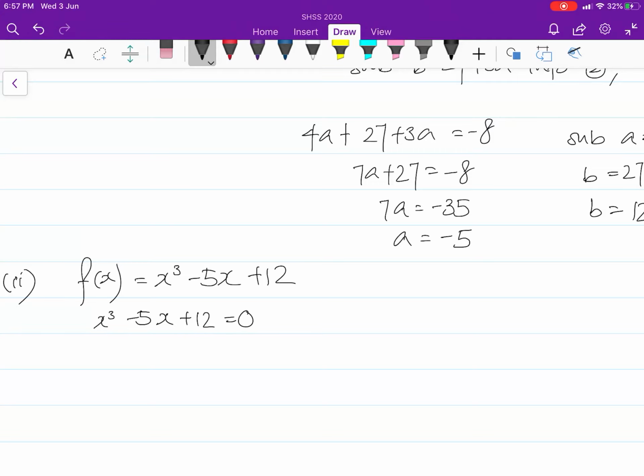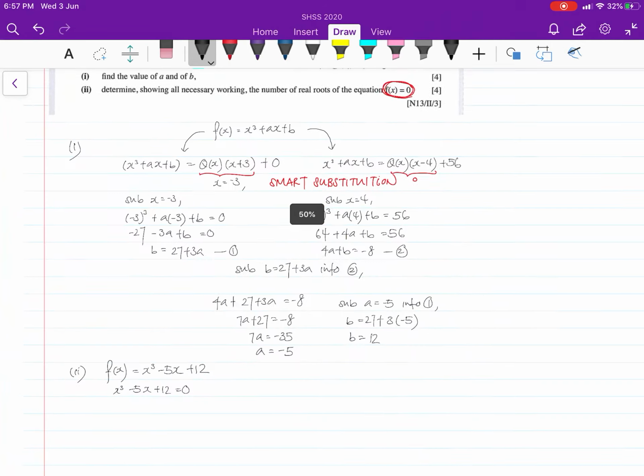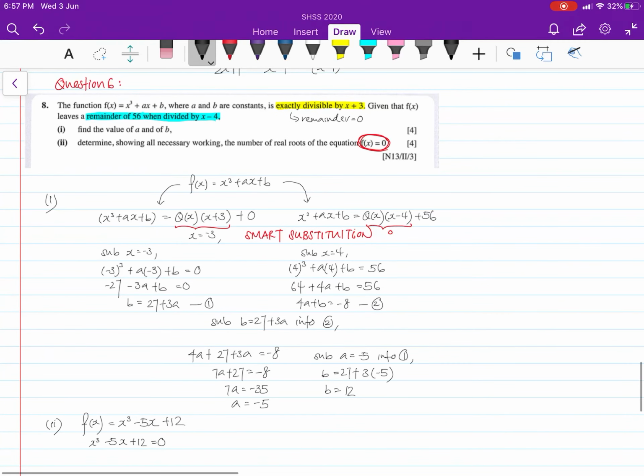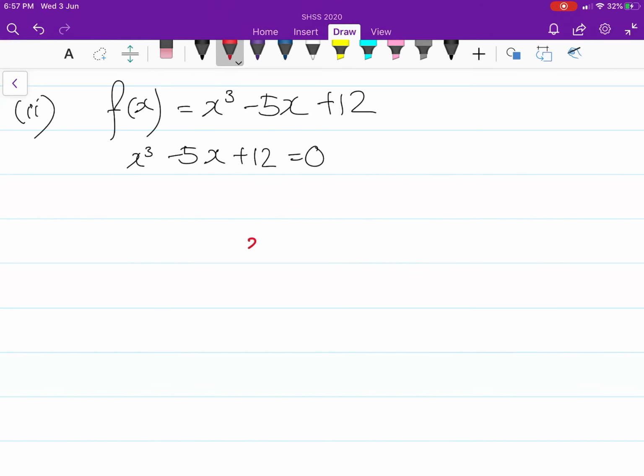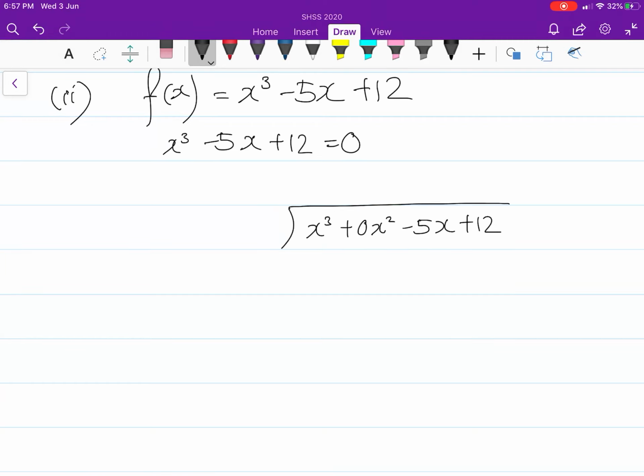Now I need to solve this. How do I solve this? We need to find a factor first. It says that this function is exactly divisible by x plus 3. Exactly divisible by x plus 3 means you can divide by x plus 3 and it gives you a remainder of 0. So we are going to do long division on that. So I'm going to do x cubed plus 0x squared minus 5x plus 12, and divide it by x plus 3.